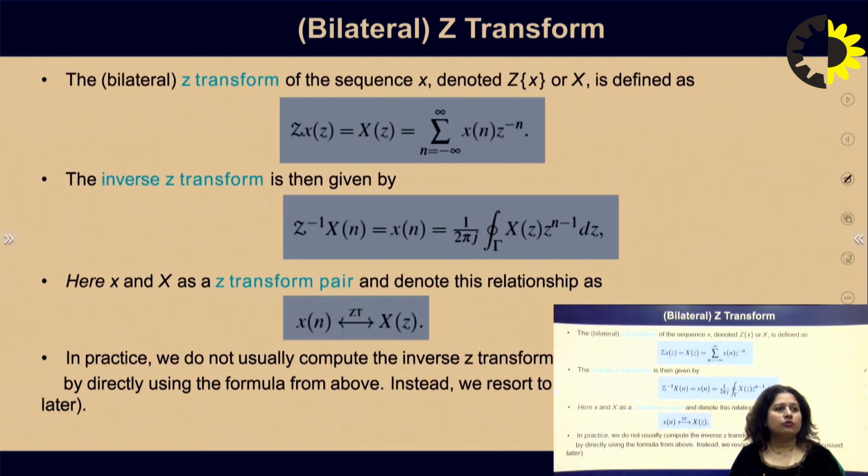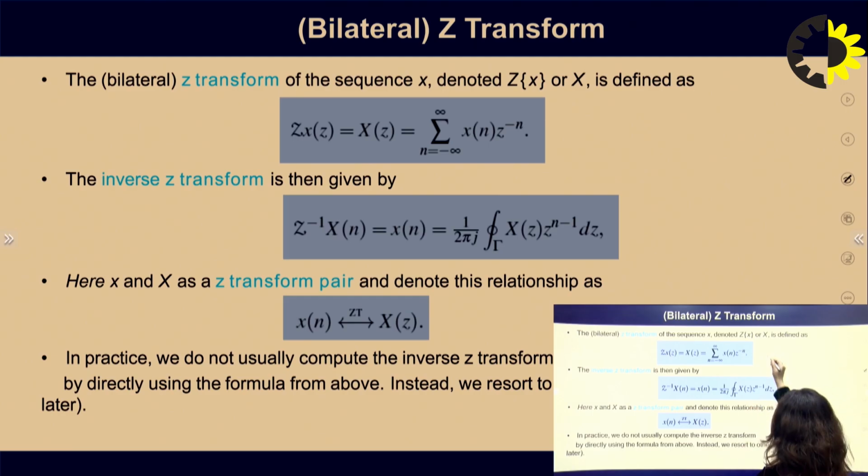Next, what is the bilateral Z transform? The bilateral Z transform is the Z transform over the range from minus infinity to infinity. The bilateral Z transform of the sequence x[n], denoted by Z of x or capital X, is defined as X of z equals summation from n equals minus infinity to infinity of x[n] z to the power minus n. The inverse Z transform is then given by x[n] equals 1 upon 2 pi j, closed integral of X of z, z to the power n minus 1 dz. We don't use this formula for calculating the inverse Z transform.